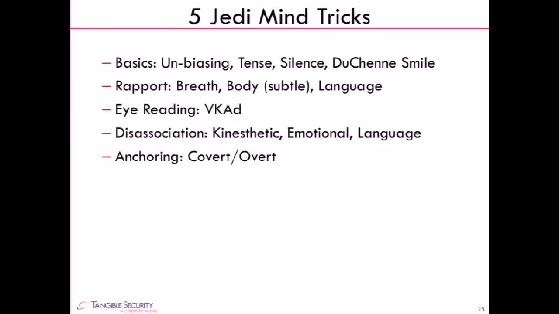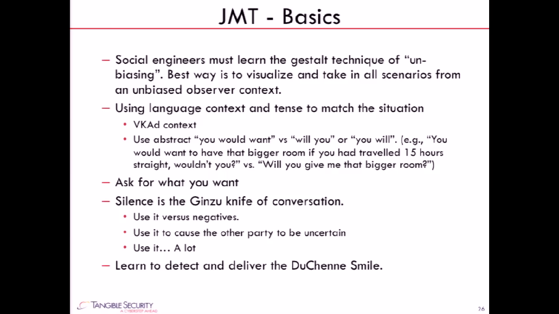All right, now we're going to jump into the Jedi mind tricks. Go forward. The first are the basics. And the first basic that you need to learn as a social engineer is unbiasing. Unbiasing is a Gestalt technique that is very powerful. And even in interpersonal relationships, this is going to help you tremendously. So how many times when you're in a conversation do you run into a situation where you begin to feel yourself emotionally start increasing or decreasing because of the dialogue that's going on? Okay? Me too.